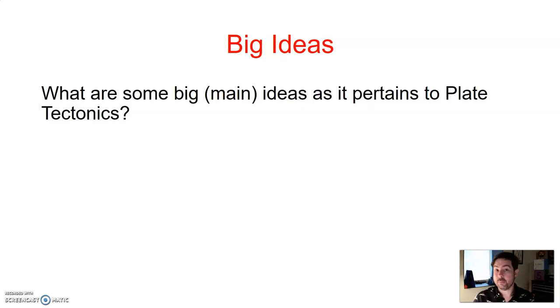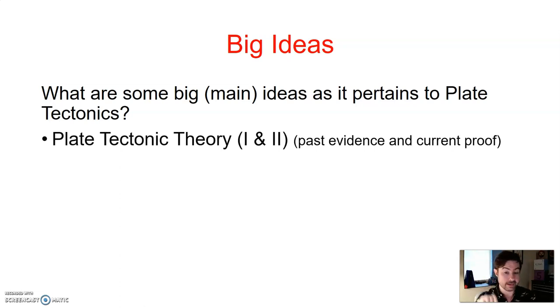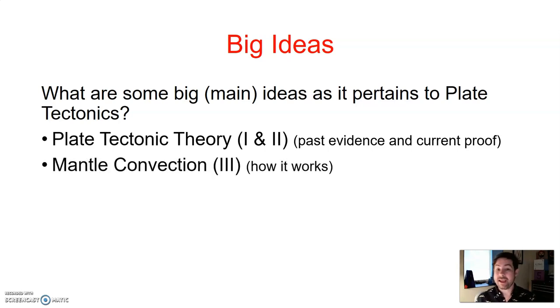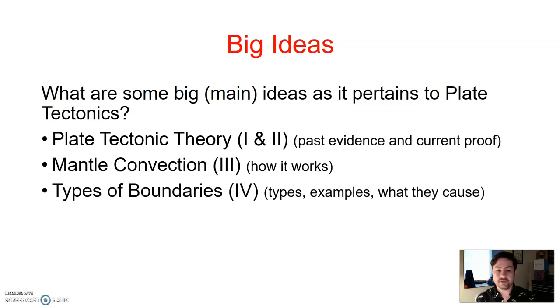So what are some of those big or main ideas as it pertains to plate tectonics? Plate tectonic theory, remember, highest level of knowing. Some of the past evidence, but also the current proof. We went over that in sections 1 and 2. Mantle convection, how it works, similar to a lava lamp. So if you can use that as a model in your brain, that's how mantle convection works.